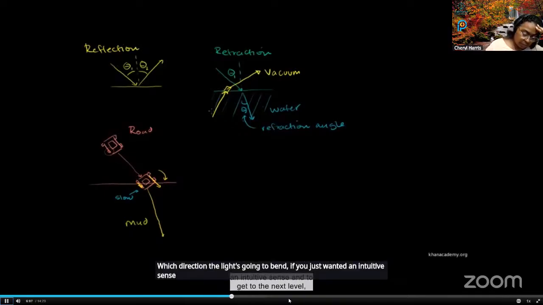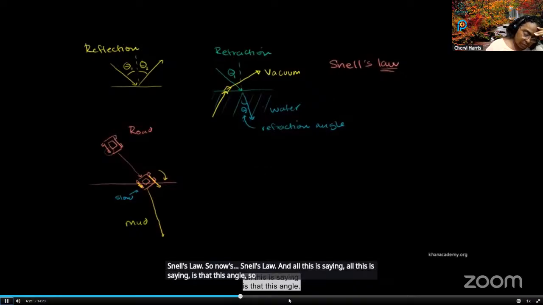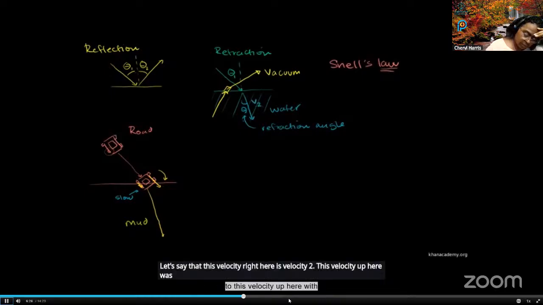And to get to the next level, there's actually something called Snell's law. And all this is saying is that this angle, so let me write it down here. So let's say that this velocity right here is velocity 2. This velocity up here was velocity 1, going back to the original.